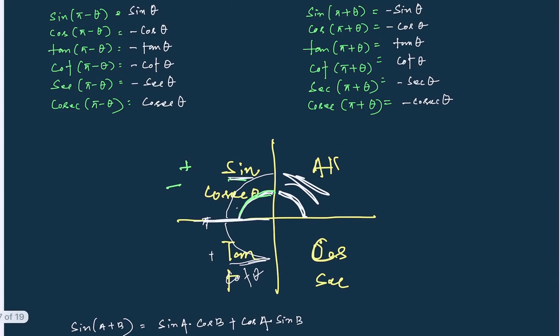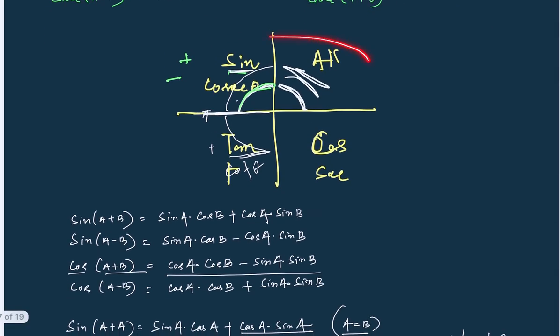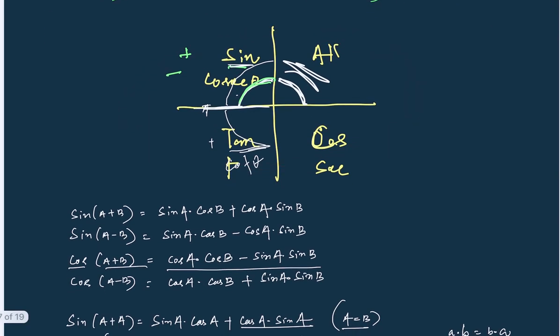Now you remember this formula also that I have given. This is the quadrant, and in this quadrant we are trying to find all these formulas. Now you go for sine a plus b. What is sine a plus b? Sine a into cos b plus cos a into sine b. This is sine a plus b.